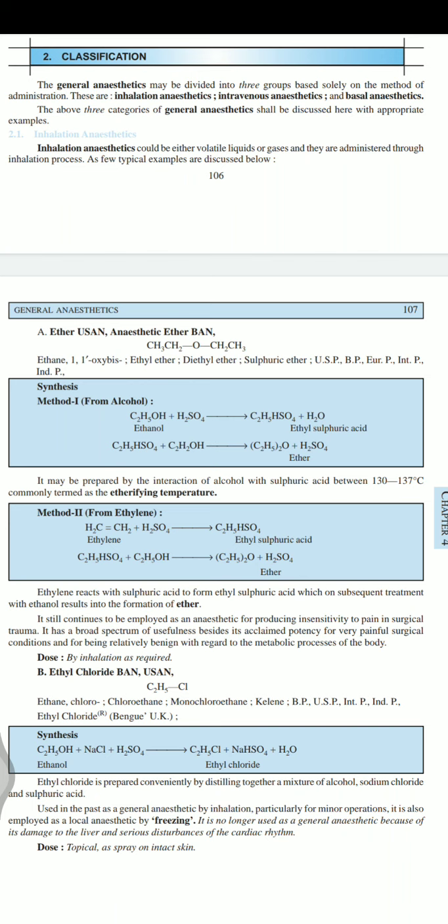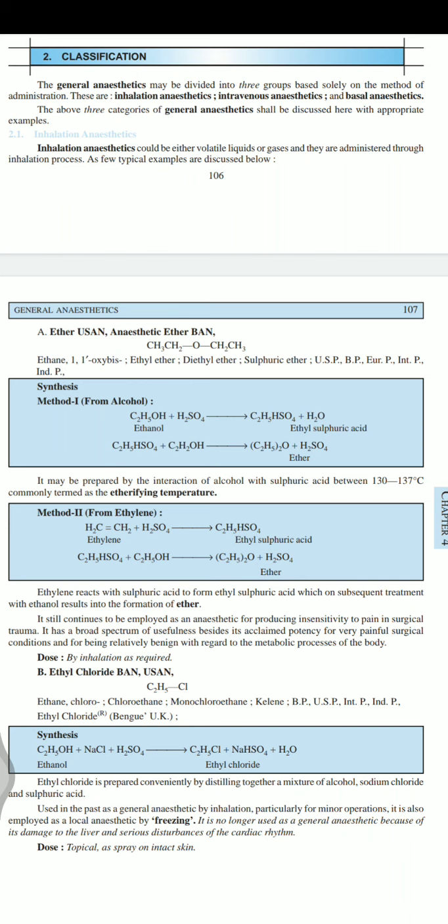The second method is that ether can also be prepared from ethylene, which is reacted with H2SO4 sulfuric acid to form an intermediate complex, and then again reacted with ethanol to form the ether. It is still used in anesthetics, but nowadays it is not used much because it causes alteration in the metabolic processes of the body. Dose by inhalation as required.